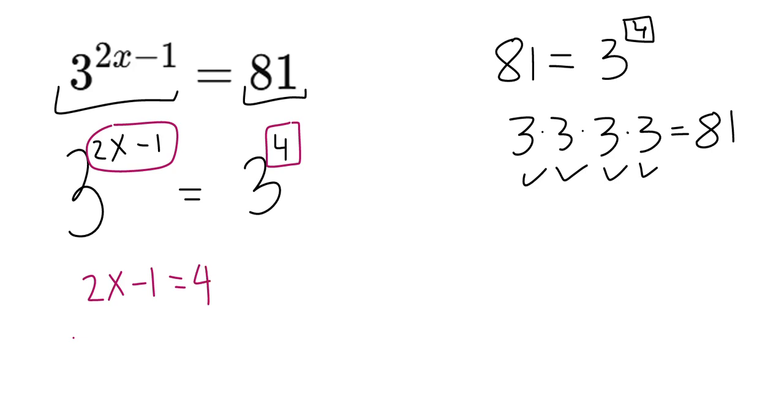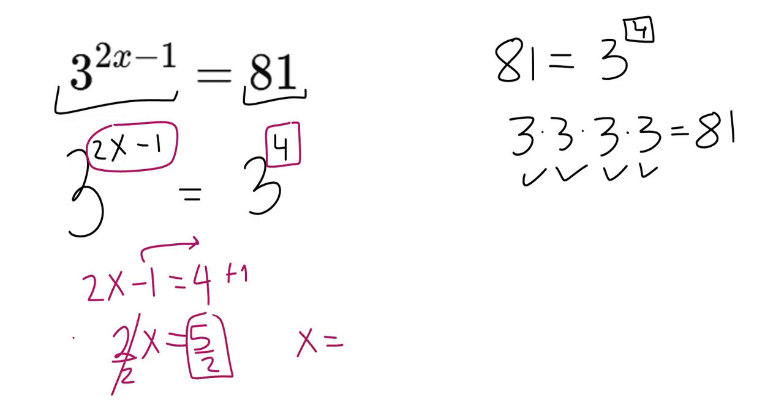Right, this is some grade 7 knowledge equation. We move minus 1 to the right side, we make it plus 1. So 2x is equal to 4 plus 1, 5. Last step, divide by 2, divide by 2. So x is equal to 5 divided by 2. You can say 2 and 1/2, or you can say 2.5. That's it, we are done.